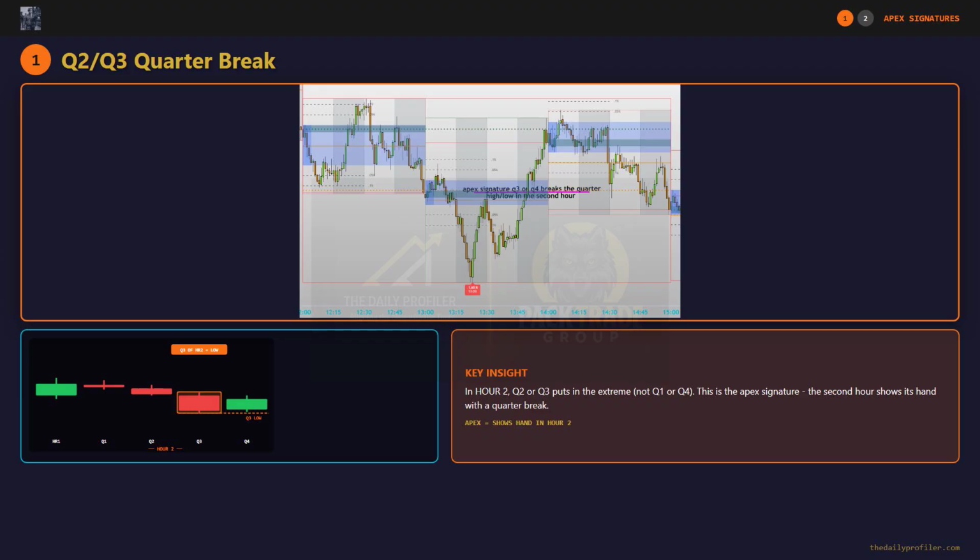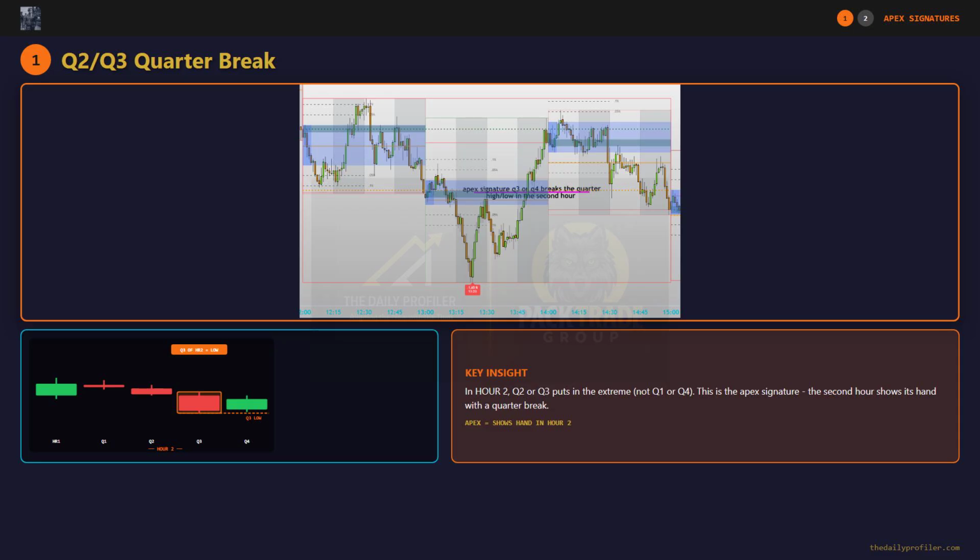First signature. The quarter break in hour 2. Watch the 15-minute quarters in the second hour. If Q2 or Q3 of hour 2 puts in the extreme, that's an apex signature. Let me explain. In a clean line, Q1 plants the extreme and Q4 targets the opposite. 4s and 1s. But in an apex, you see 2s and 3s. Q2 or Q3 of hour 2 puts in the high or low, not Q1 or Q4.